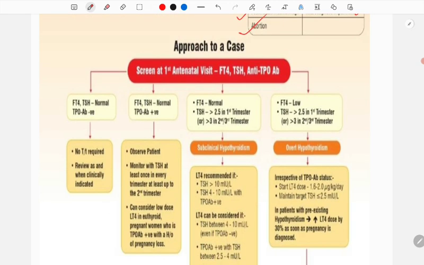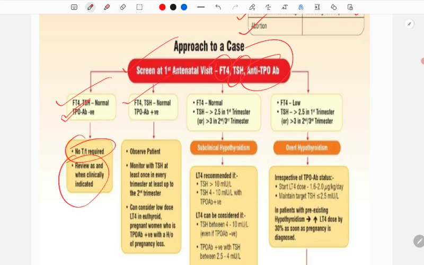Okay, how do we approach a case of hypothyroidism? You should screen at the first antenatal visit. You have to do the free T4 level, TSH level and anti-TPO antibody. Okay, if free T4 and TSH are normal and thyroid peroxidase antibody is negative, then no treatment is required. Review when clinically indicated.